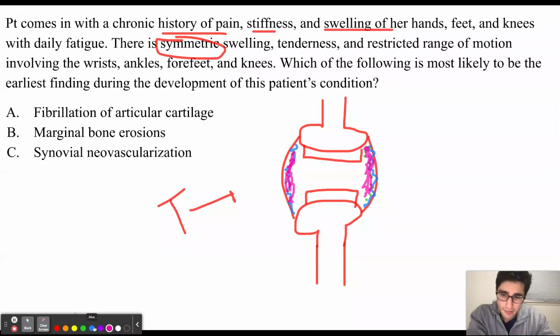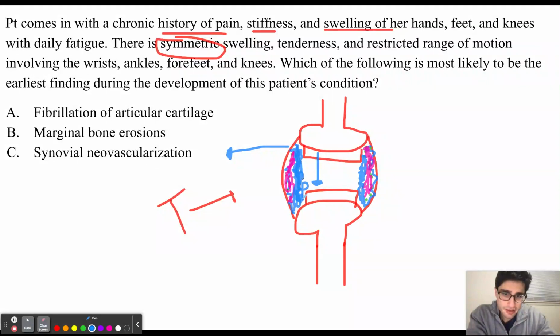Now, these vessels are going to be bringing in nutrients, and these nutrients are going to be important in growing this granulation tissue that we're building. So now with this new vessel formation, we're able to grow out the granulation tissue that has been building up. And over time, this granulation tissue, because it contains myofibroblasts, which have contractile function, can cause fusion of the bones, which is called ankylosis. It can cause the movement of joints in different directions.